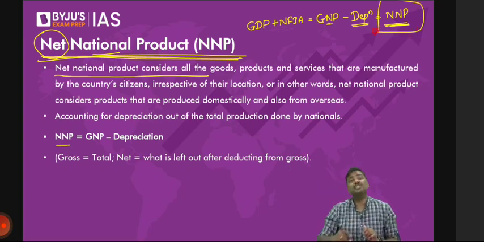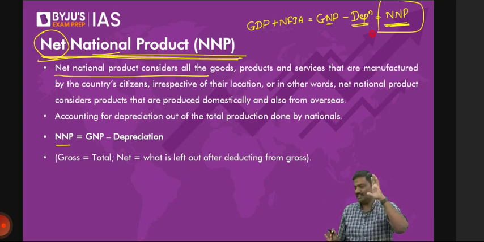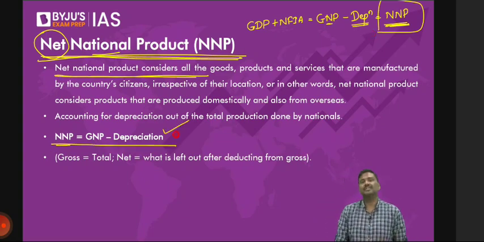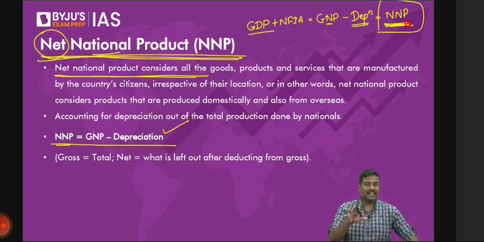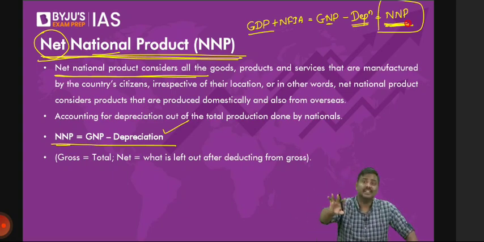Because we are talking about only the nationals, Indian nationals, right? So how do we get this? This is the formula. NNP is equal to GNP minus the depreciation. Or else you can write from GDP, arrive at NNP. Any difficulty, please do let me know. So net national product is the market price of all the final goods and services which are produced by the citizens or the nationals of a country after accounting for depreciation.